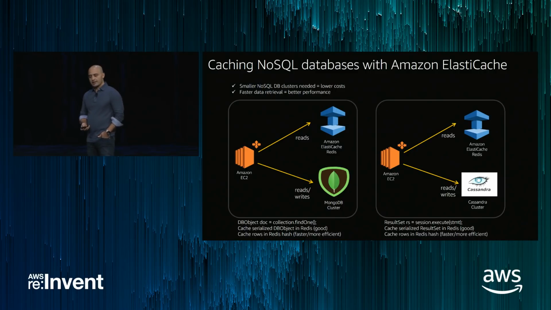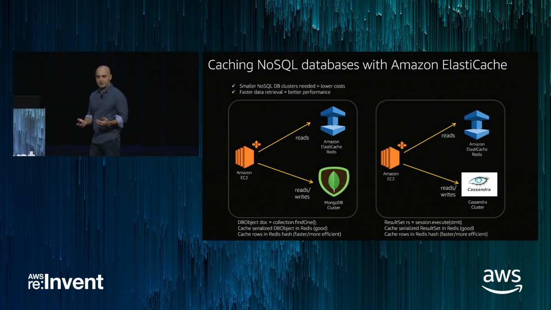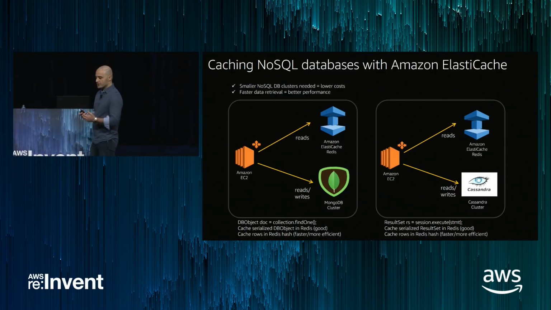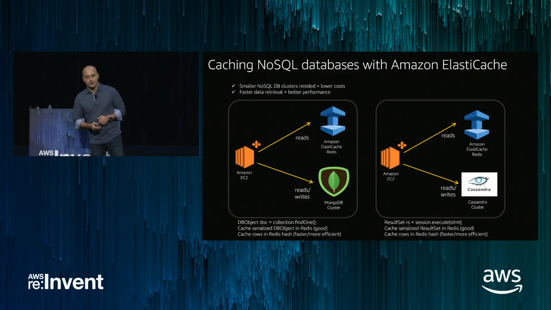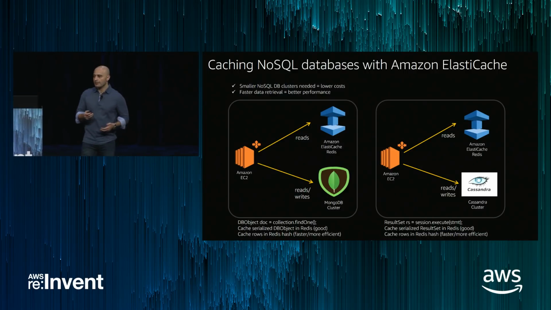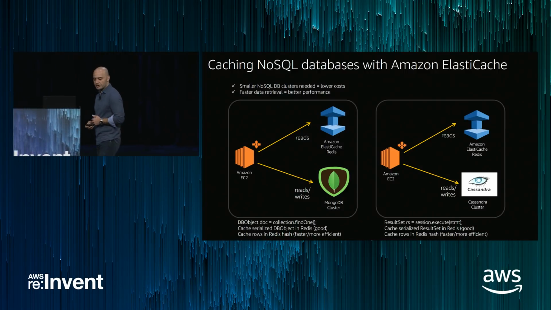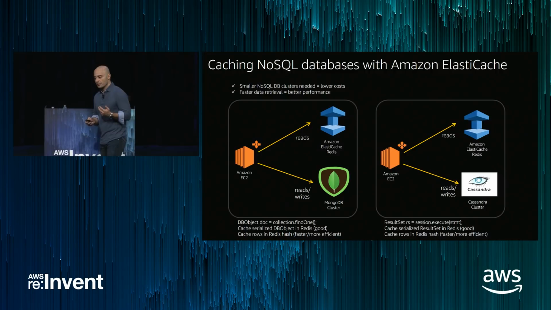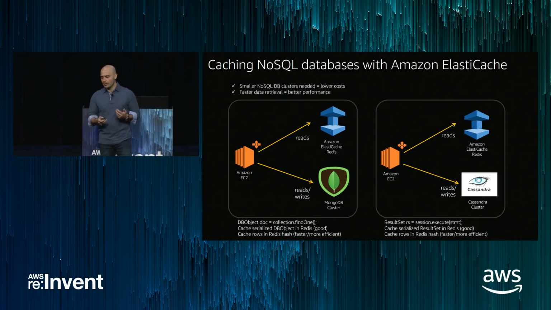There are various techniques you can use to cache data. You can serialize the objects that you get out of those backend databases, or you can convert them into a hash map or something that makes sense for your applications. There's a variety of different things you might want to do. It all depends on how your application wants to use that data.